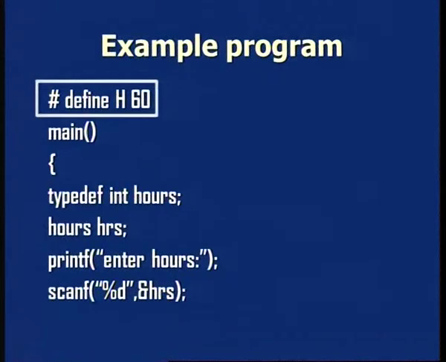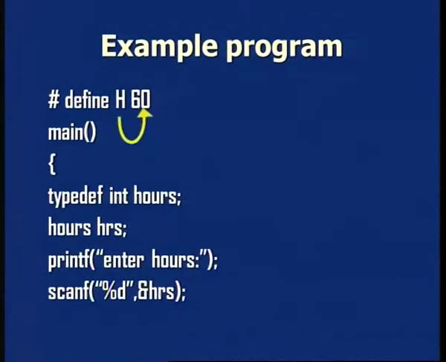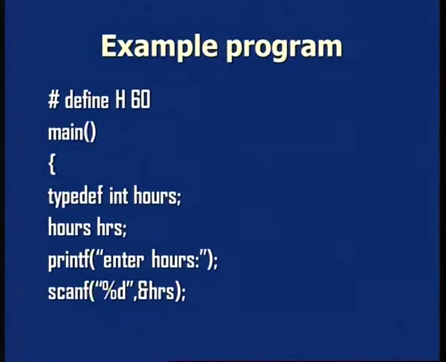So this is an example program. Here we have the hash define statement H 60. If you remember, this is the way to define identifiers. So here H is an identifier and it is holding the value 60. So wherever in the program the compiler sees the capital H, it will assume that it holds the value 60, or instead of H, 60 will be used. Then we have the main function. The first statement is typedef int hours, the same example I have used. So hours is now taken as the other name for integer. Next I am giving hours, which will be considered by the compiler as integer hours. So this hours is now a variable of type int.